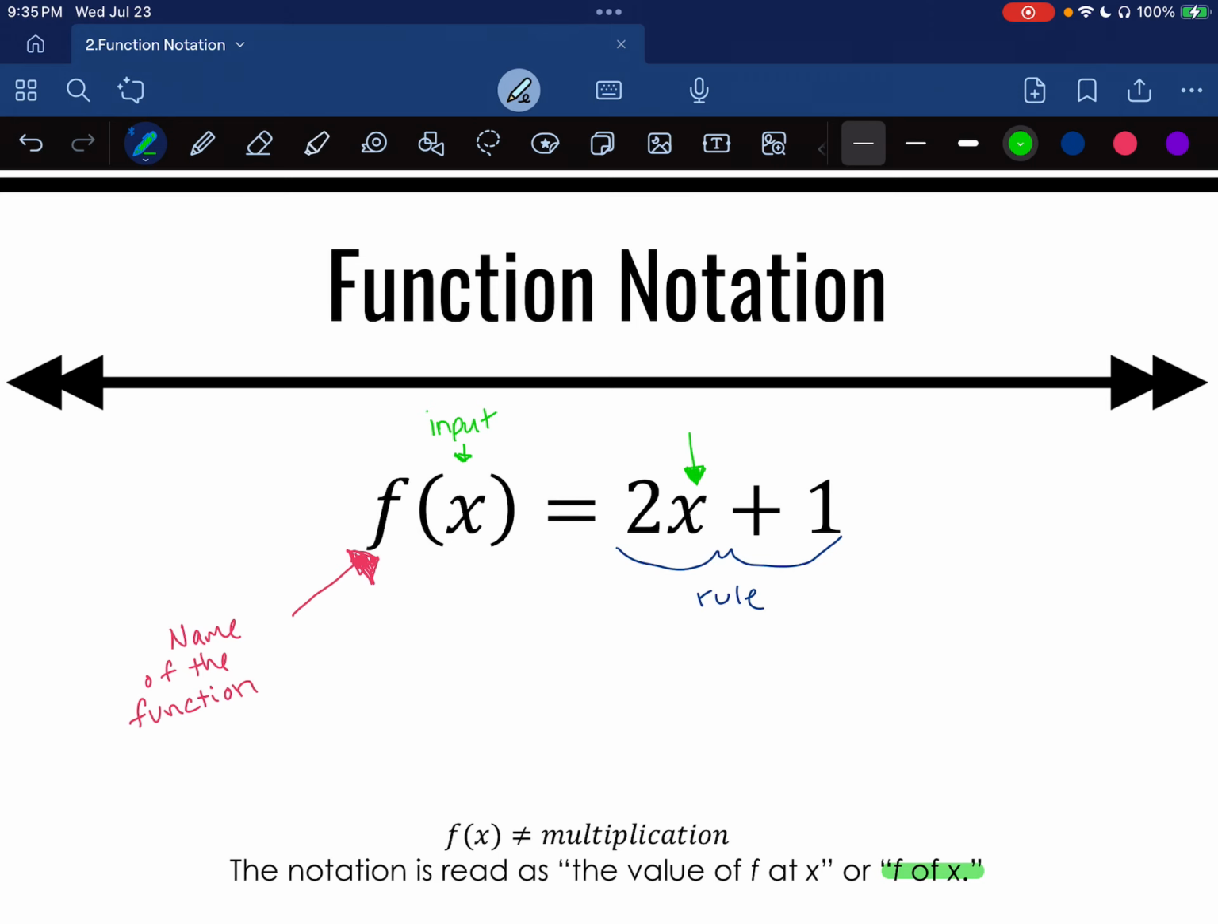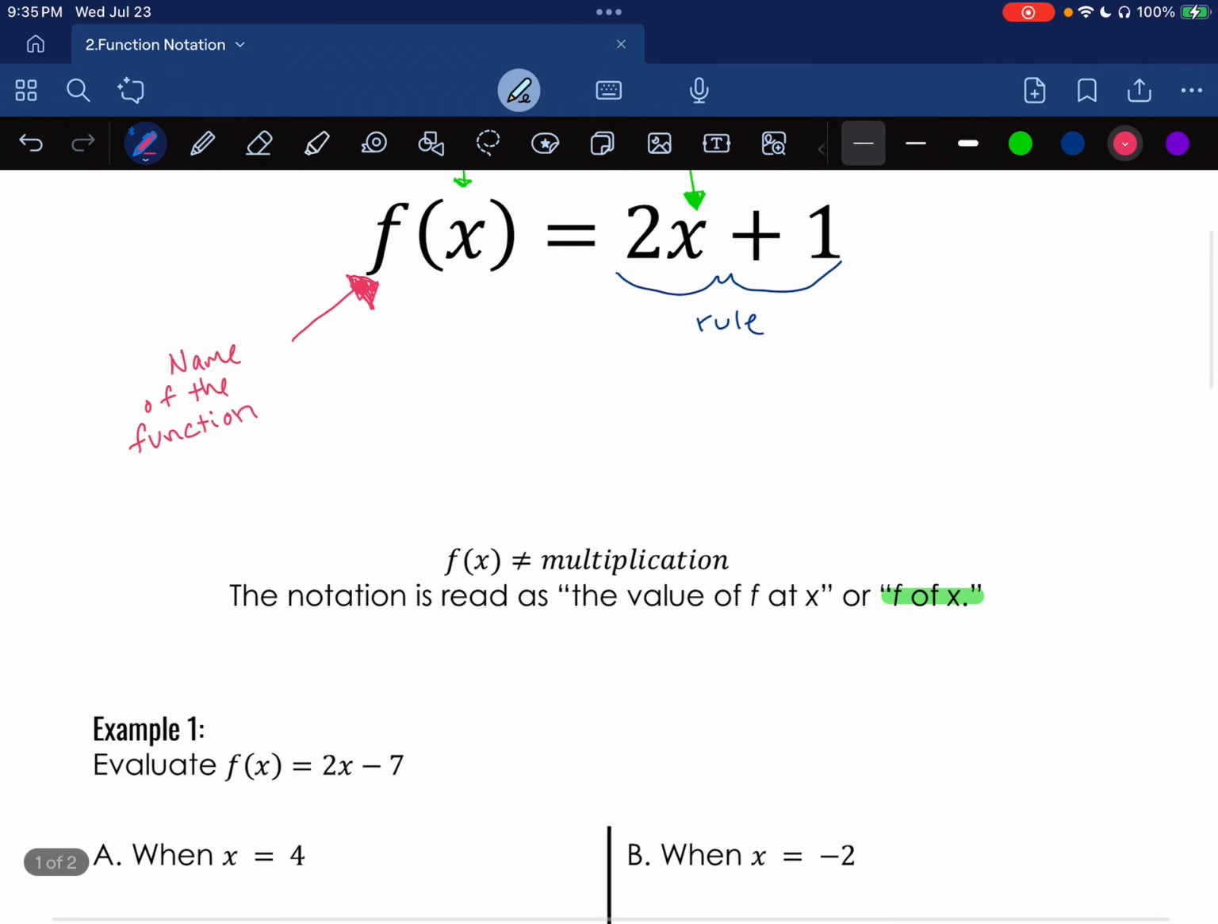Something really important to talk about is that even though this f is right up next to this set of parentheses, and I've been talking about how parentheses mean multiplication, in this instance it does not. This doesn't mean that I have f being multiplied by x. But f of x is telling us the value of our function f at x.